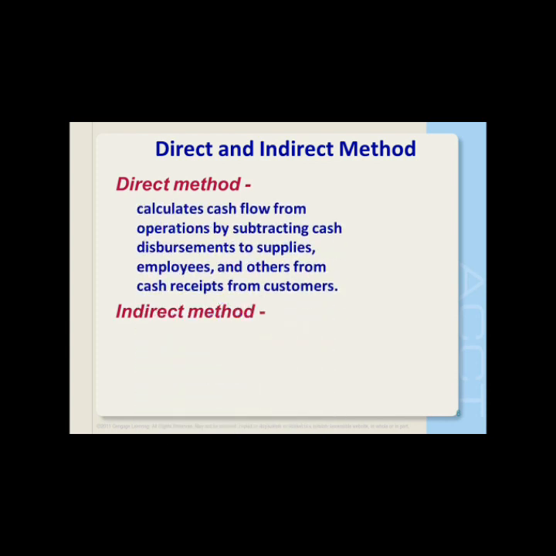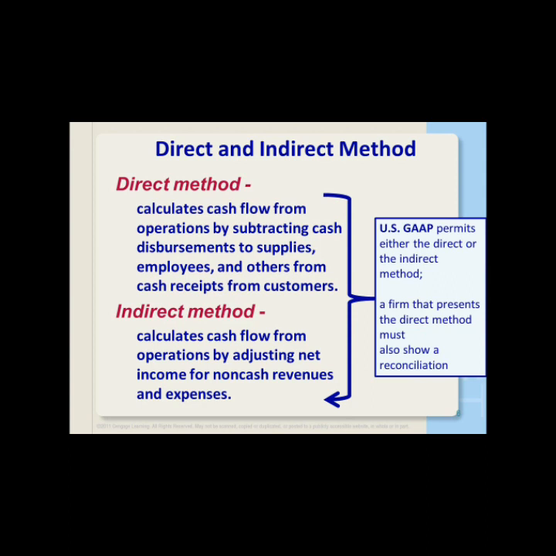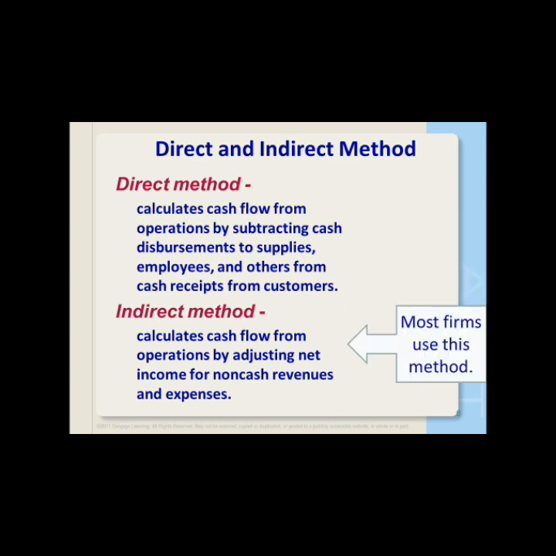So there are two methods in preparing cash flow statement: the direct method and indirect method. Direct method calculates cash flow from operation by subtracting cash disbursement to supplies, employees, and others from cash received from customer. An indirect method calculates cash flow from operation by adjusting net income for non-cash revenue and expenses. And most of the firms use indirect method.